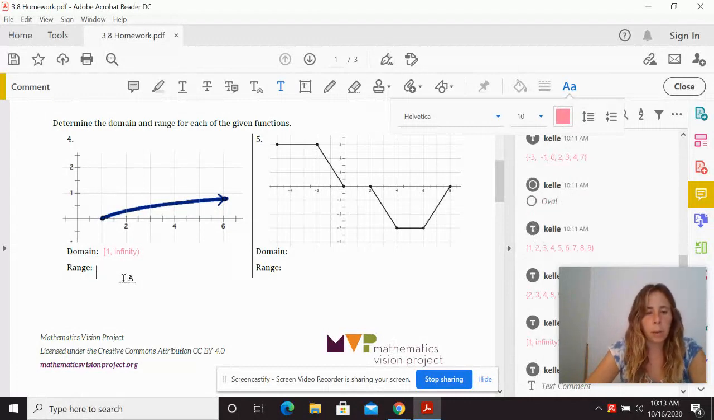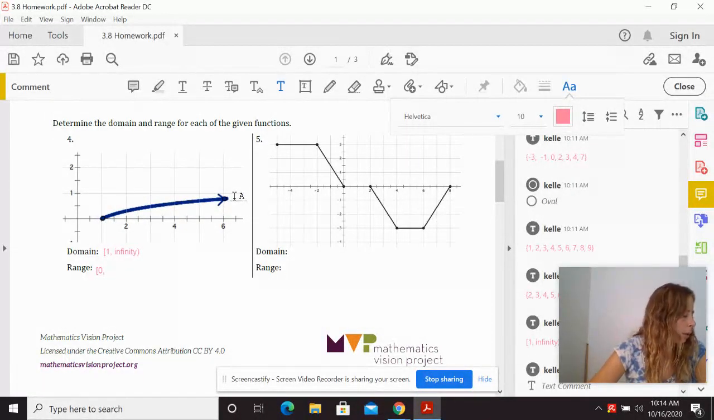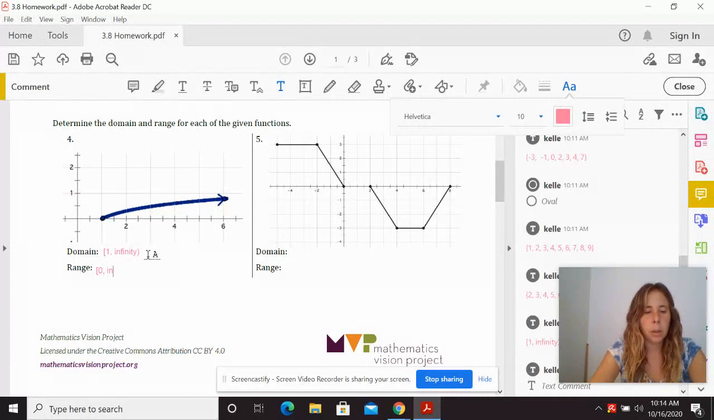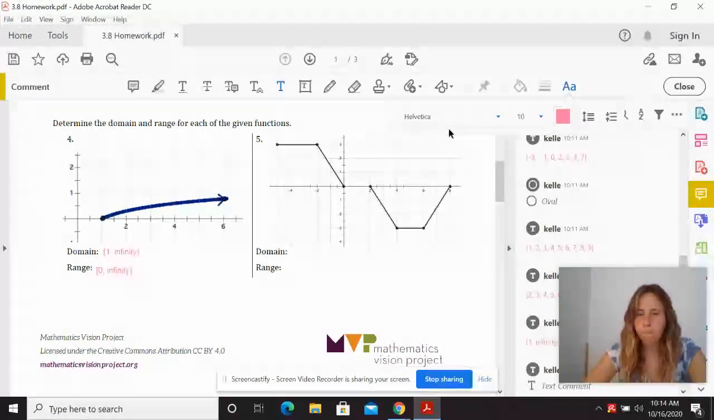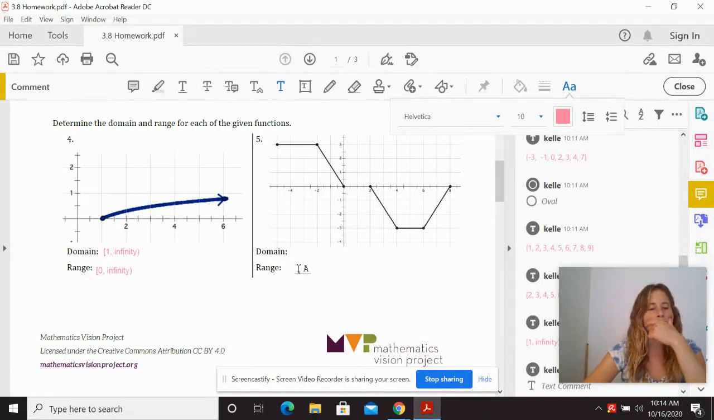Range. So now we're looking at the lowest y value. The lowest y value is 0. And then we're continuing forever in this direction. Really, it looks like there's, oh, nope, we're just continuing on forever. So 0 to infinity. But you would write the infinity symbol, which is a sideways 8. I just don't think I have a way to do that on here. And you use a parenthesis because you're dealing with infinity.